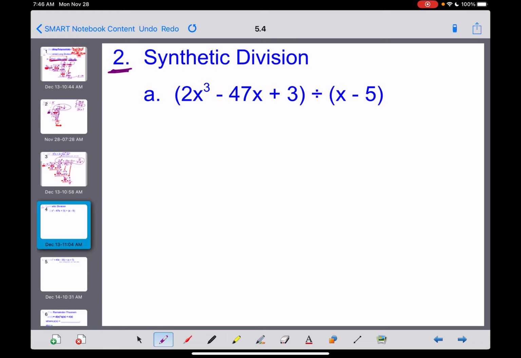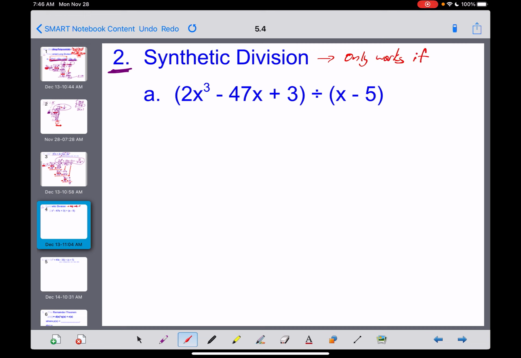Now, what I want you to notice here, there's a reason for it. I'm giving you the exact same problem here again that we just did. 2x cubed minus 47x plus 3 divided by x minus 5. And let me ruin the suspense for you. We're going to get the exact same answer again, but we're going to get it in a different way, and I want you guys to see how this works. However, I've got to warn you about something here. Synthetic division is a cool method, but it only works in certain cases.